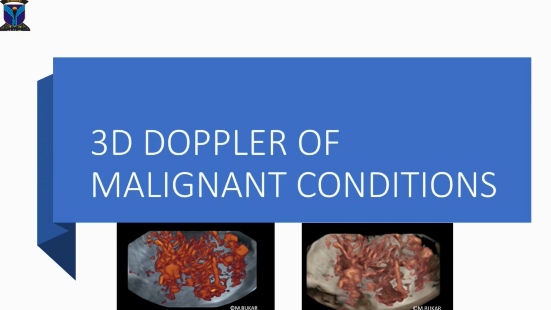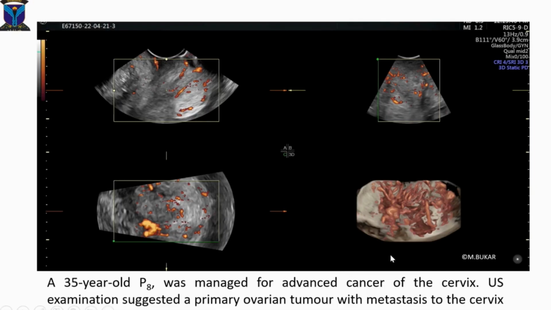Now, let's look at the 3D Doppler of malignant conditions. This is the HD flow, and this is the flow HD of the same case. This is the rendered image of the same patient who was managed as a case of advanced cervical cancer, but ultrasound can suggest more of a metastasis to the cervix from the ovary.